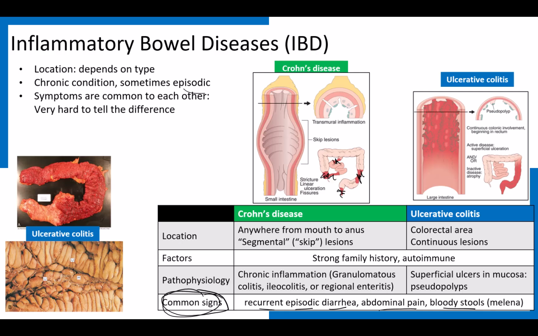Versus ulcerative colitis, which is continuous when it starts, and it usually starts in the colorectal area, and as I said, it's continuous. Crohn's disease can appear anywhere from the mouth to the anus, so from the start of the digestive tract to the end of it. Both conditions have got a strong family history component as well as an autoimmune component as well.